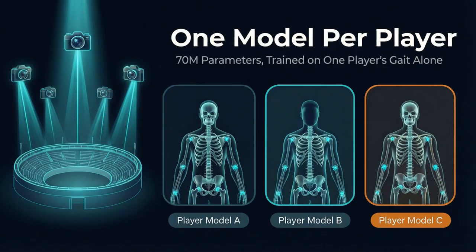Every NBA arena already has the cameras. My system extracts 20 biomechanical features from that footage, per player, per frame. But here's the key: every player gets their own model. 70 million parameters trained on thousands of games of that one player's gait alone. 7% knee asymmetry might be normal for one player and alarming for another. Each model knows which, because each model only knows one player.